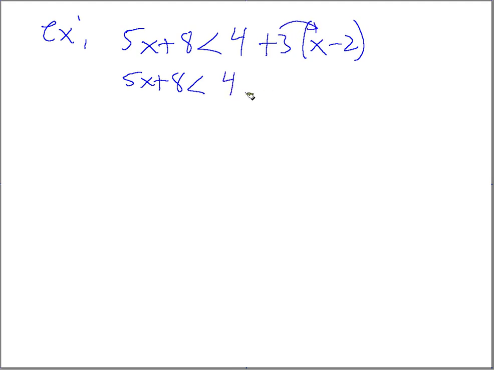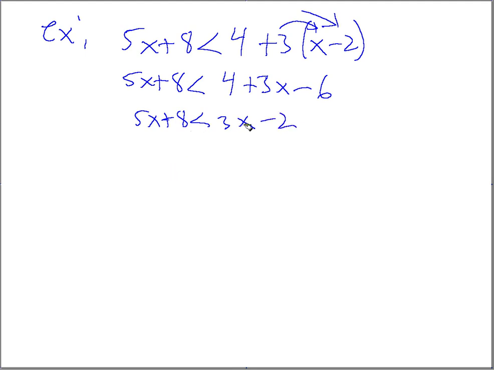So 3 times x is 3x. And 3 times negative 2 is going to be what? Negative 6. Make sure we see that, then combine like terms. So 5x plus 8 stays the same again, less than what? 3x, and 4 minus 6 is negative 2.